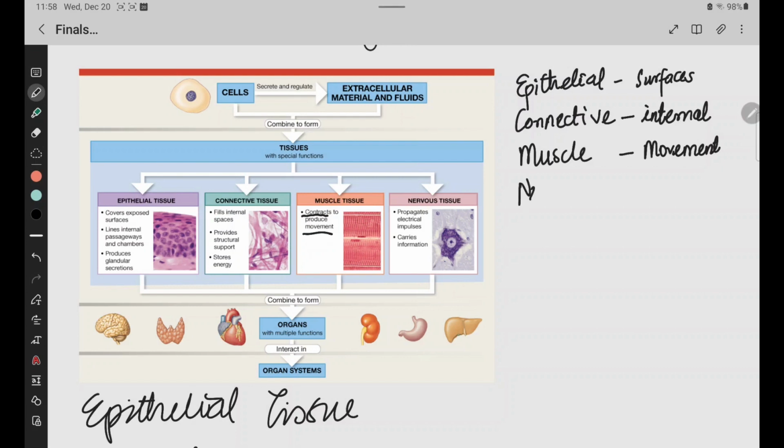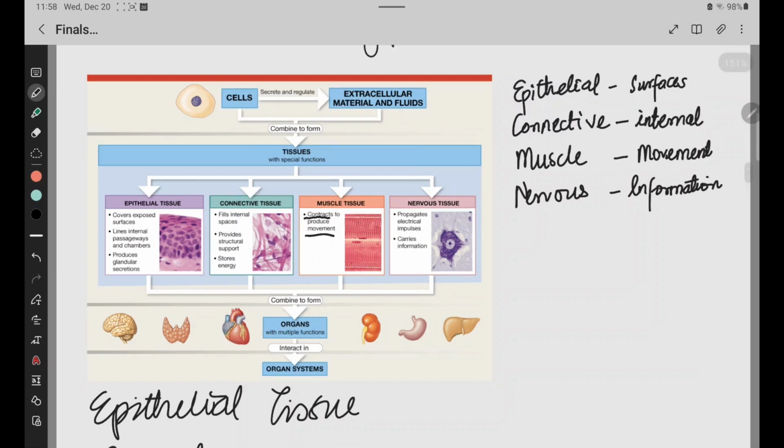Then we have nervous tissue. Fun fact, I think 97% of nervous tissue is in your brain. Did you know that? Now you know. Anyways, nervous tissues send signals and carry information. So they're mainly connected to information transmission. And like I said, they're mainly in your brain.